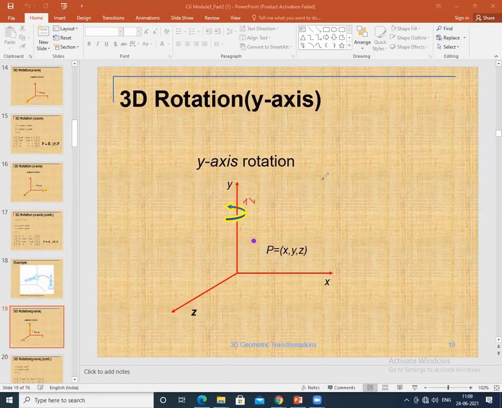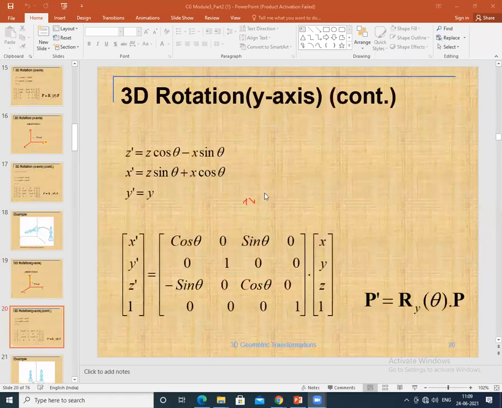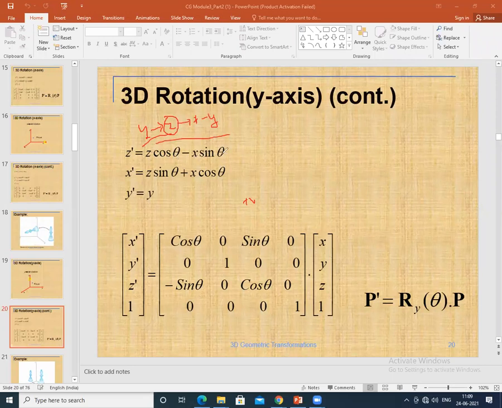So how does the flow go? From y to z, okay? Y to z, as I said, y to z, z to x, x to y. Remember this flow. So y to z, so first you have to write z. Z bar is z cos theta minus x sin theta, right? Z cos theta minus x sin theta. So no y component is there in this equation.